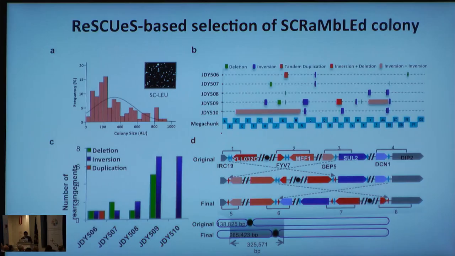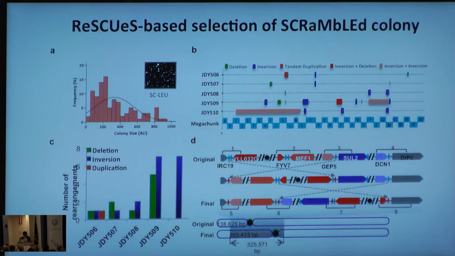However, compared to the one published paper using the circular chromosome 9 arm, we found that for these linear chromosomes, the number of rearrangements is actually much reduced. And we also find a large inversion, as shown here, about 300 kb long.